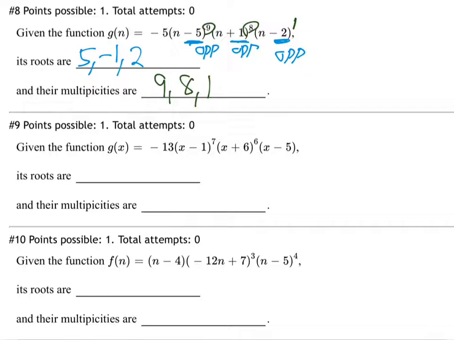Can you do the next 2? Number 10 will be a little tricky, so try the next 2. So here, we'll do this one. Opposite, opposite, opposite. So 1, -6, 5. And the powers, the multiplicities, are 7, 6, and 1. But then number 10 is a little more tricky.